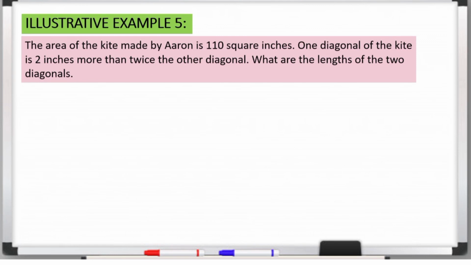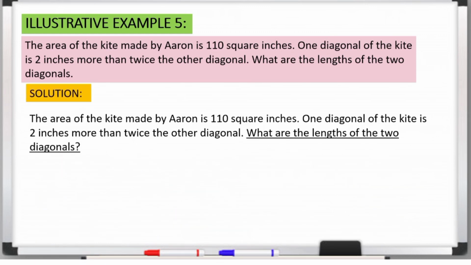Let's go to example number 5. The area of the kite made by Aaron is 110 square inches. One diagonal of the kite is 2 inches more than twice the other diagonal. What are the lengths of the two diagonals? Solution. So we underline what is asked: what are the lengths of the two diagonals? We box the area of the kite. We circle 110 square inches, 2 inches, and we box twice.